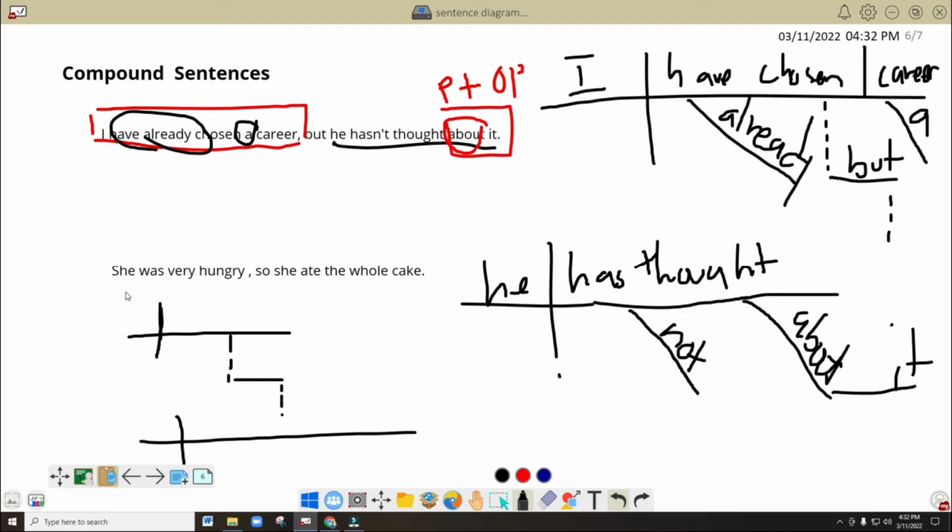Let's see if you really understood what we have in here. Again, the first thing that you have to do is to make a diagram for the first independent clause. Then after that, you make one for the second independent clause. Then you connect them with the broken line, straight line, then broken line again. So the pattern will be like this. Let's see if we can do this with the next sentence.